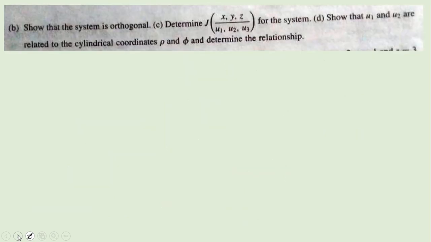Okay, look at question B. Question B says to show that the system is orthogonal. For finding the orthogonality, you need to find the unit vectors of these three curves, u1, u2 and u3. After that we need to prove that their unit vectors are perpendicular to each other. You know from the previous lecture that if these three unit vectors e u1, e u2, e u3 are perpendicular to each other, then they form an orthogonal system.